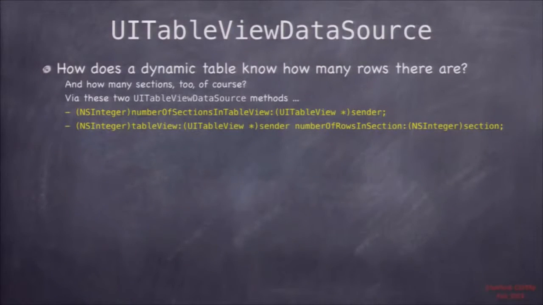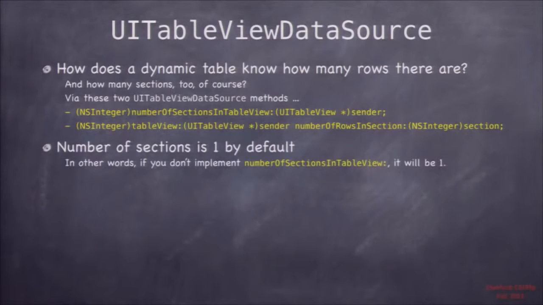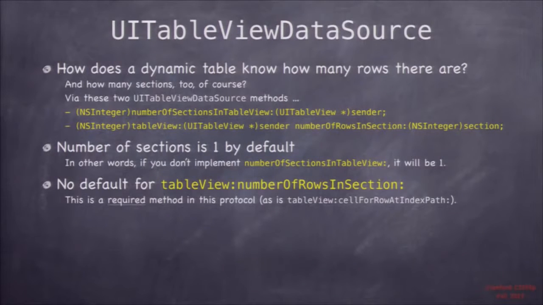Okay, so that's it. Now the only other two are how many sections and how many rows, and that's just these two methods, numberOfSections in table view. If you don't implement numberOfSections, it actually has a default, which is 1. So it's all one big section. The other one, how many rows are in each section, is going to ask you that repeatedly for every section. There's no default there, so this one's required. You must say how many rows are in each section.